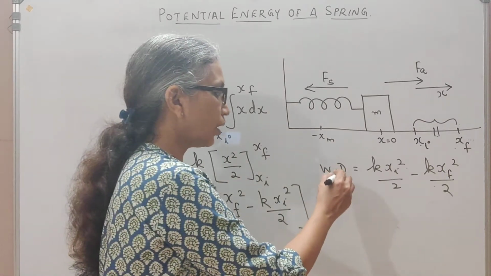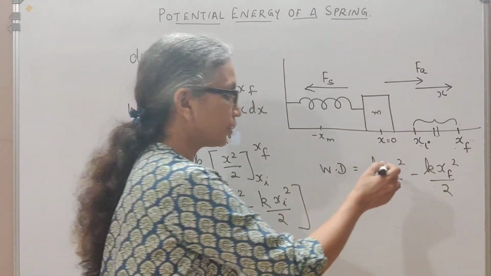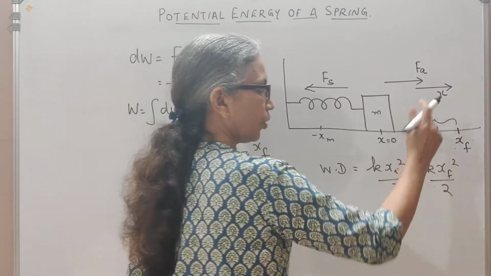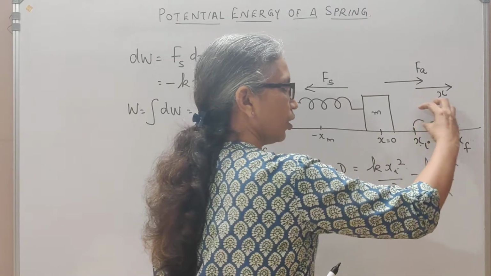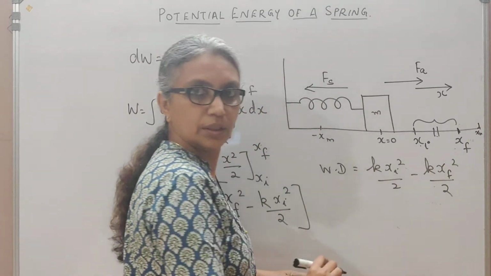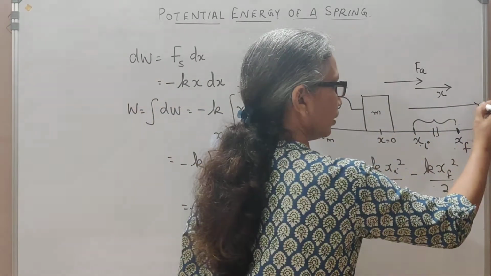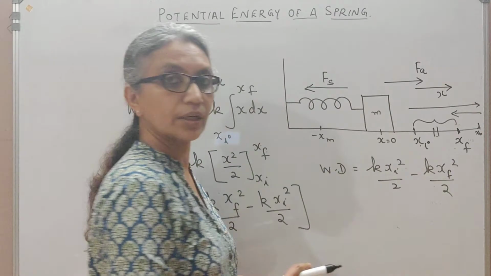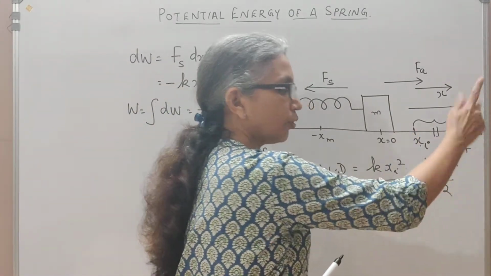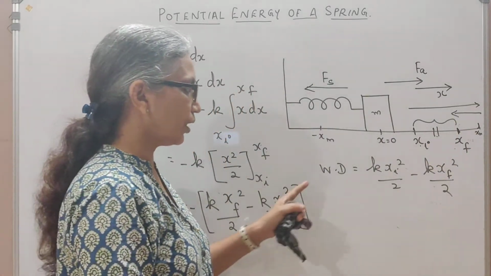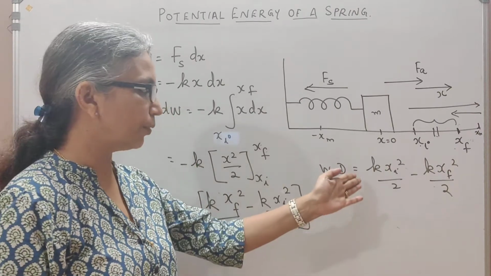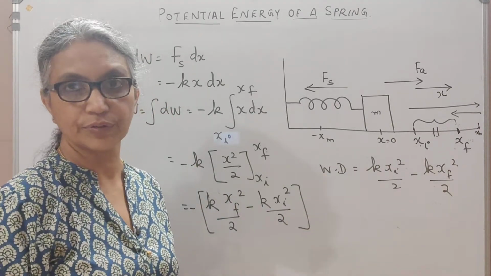So you see, the work done is independent of the path taken. It depends only on the initial position and the final position. Suppose you took the block, initially at xi, pulled it to xm, and then brought it back here. But we don't care about the path taken. The work done will depend only on this and this, independent of where you took it. So the next property: the spring force is a conservative force, because the work done is independent of the path taken.